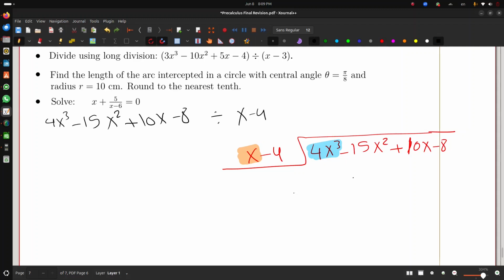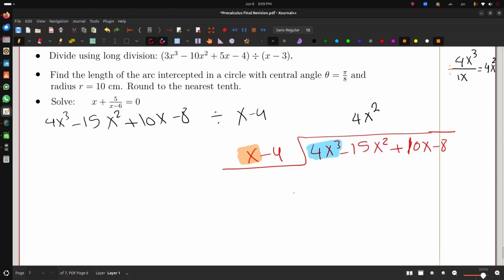Every time we do it like this. You only divide two things, 4x power 3 divided by x. So the first step is dividing 4x power 3 divided by x. 4 divided by 1 equal to 4. x power 3 divided by x equals x power 2. So the answer will be 4x power 2.